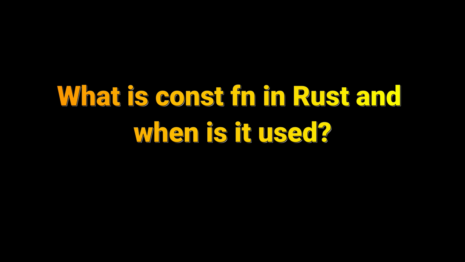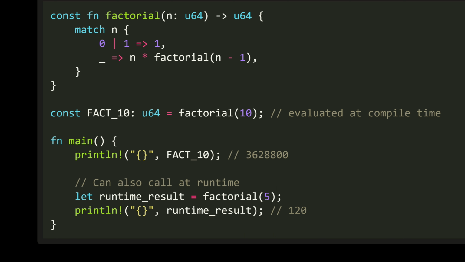Question: what is const fn in Rust and when is it used? A const fn in Rust is a function that can run at compile time. This means the result can be calculated before the program starts.